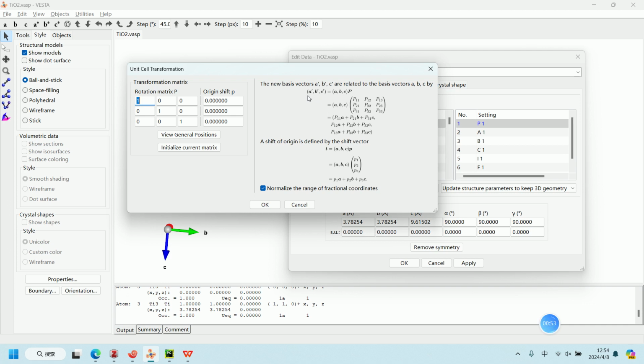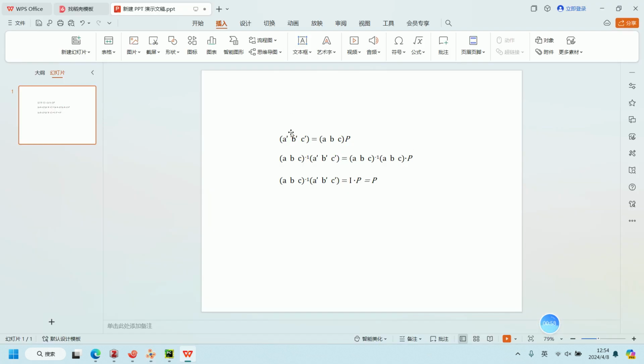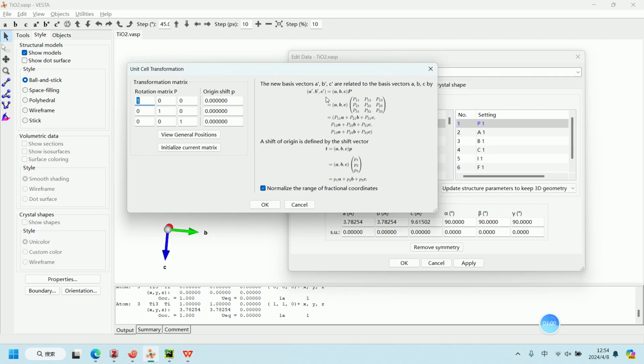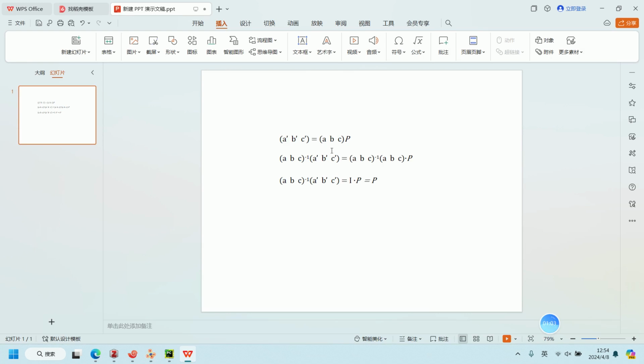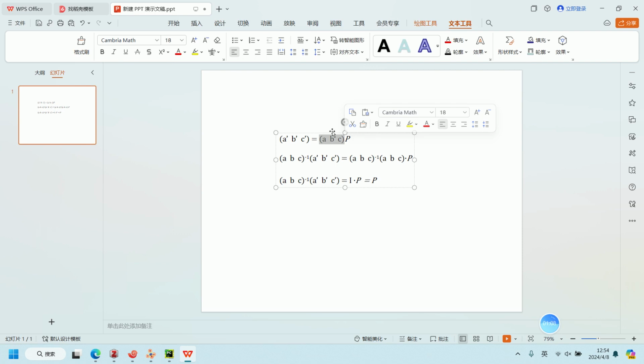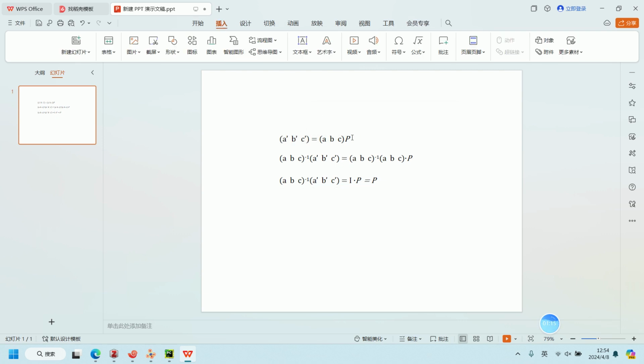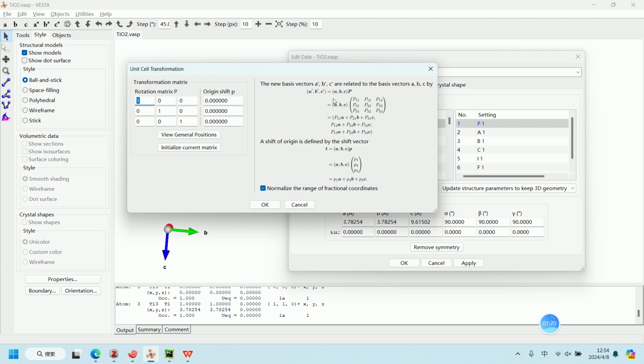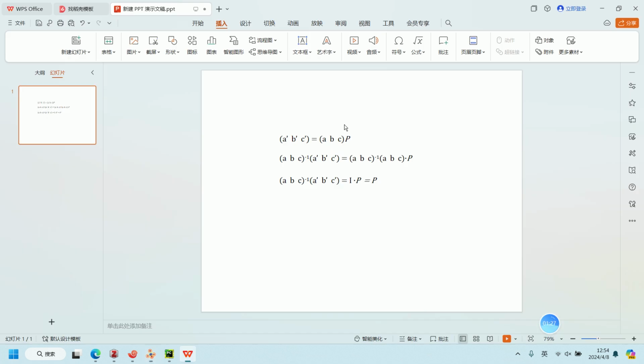I've already written this in the PowerPoint, and this is the relation here. Suppose we already know our current set of basis vectors, and suppose we already know a new set of basis vectors, then we can determine the P matrix, which is the rotation matrix here, right? And remember that A prime, B prime, C prime, and A, B, C here are all column vectors.